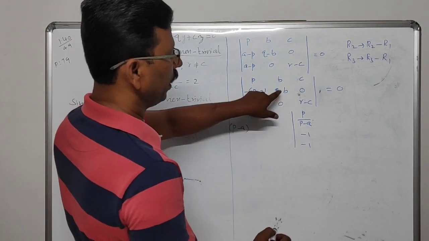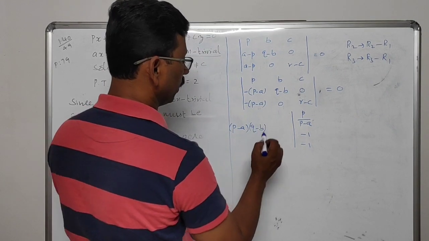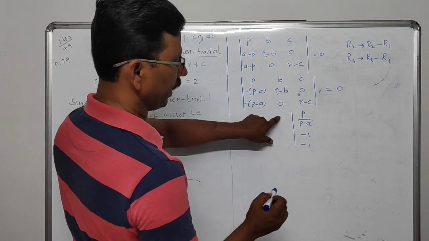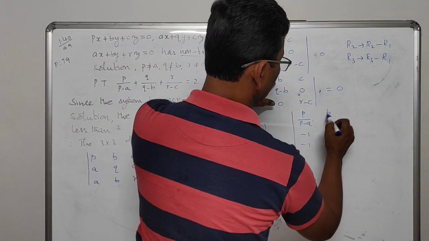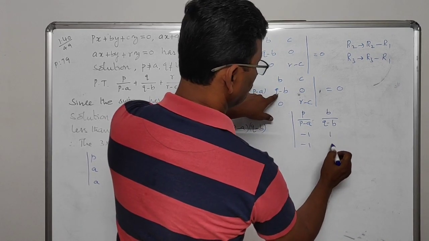In the second column, you are going to take q minus b outside. Therefore, you can take q minus b outside, which means the second column must be divided by q minus b. Therefore, you can write b by q minus b. Then this is 1, this is 0.